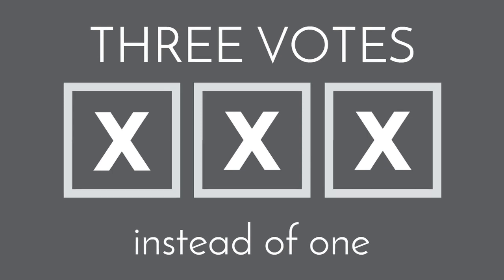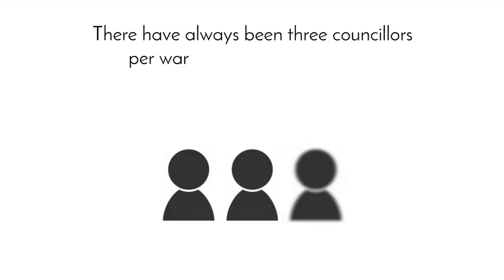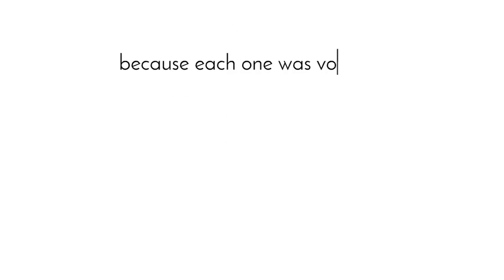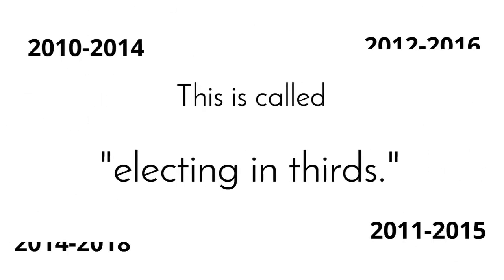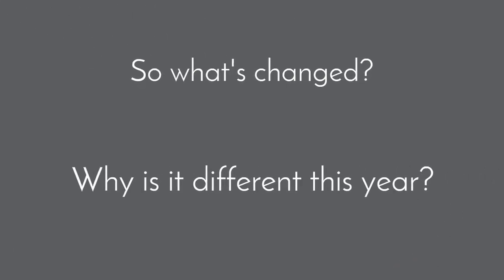1. There have always been 3 councillors per ward, but in past elections you've only needed to vote for 1 at a time, because each one was voted in to represent their ward for a 4-year term. This is called electing in thirds. So, what's changed and why is it different this year?